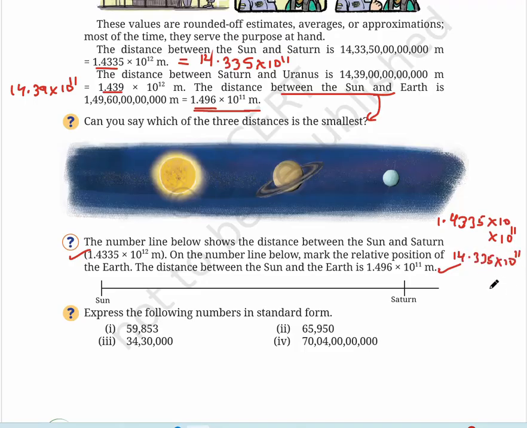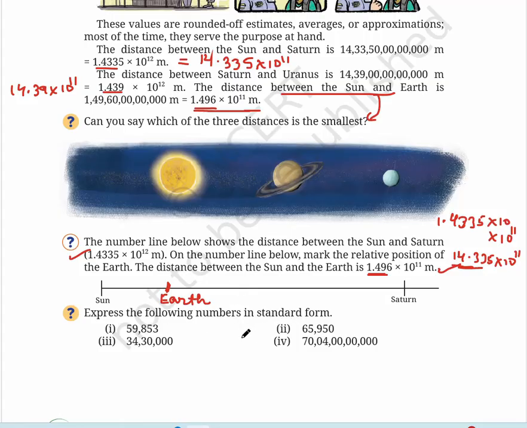This is the distance between Sun and Saturn, and the distance between Sun and Earth is 1.496. Now see here, 1.496 and 14.335. It means Earth will be somewhere near the Sun. Here will be the position of Earth. Okay.